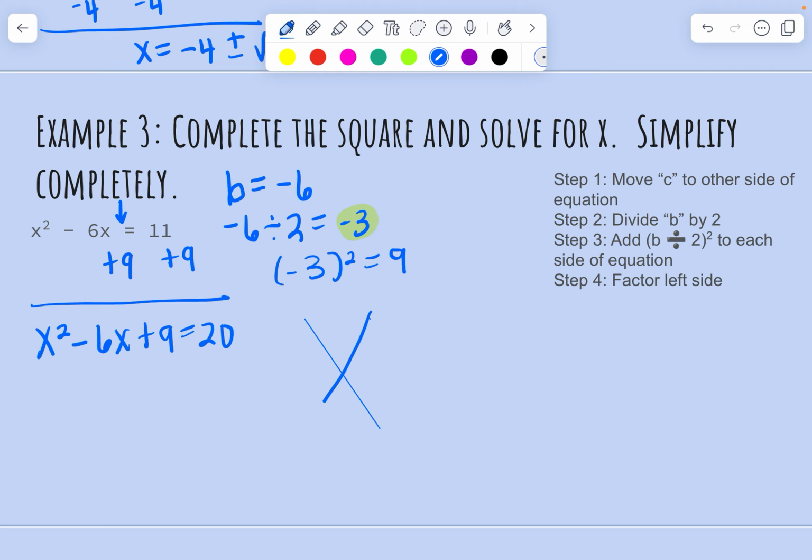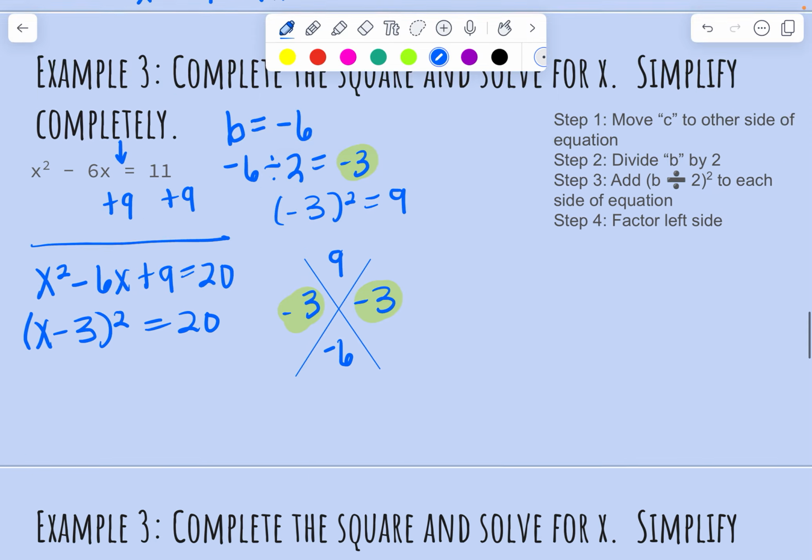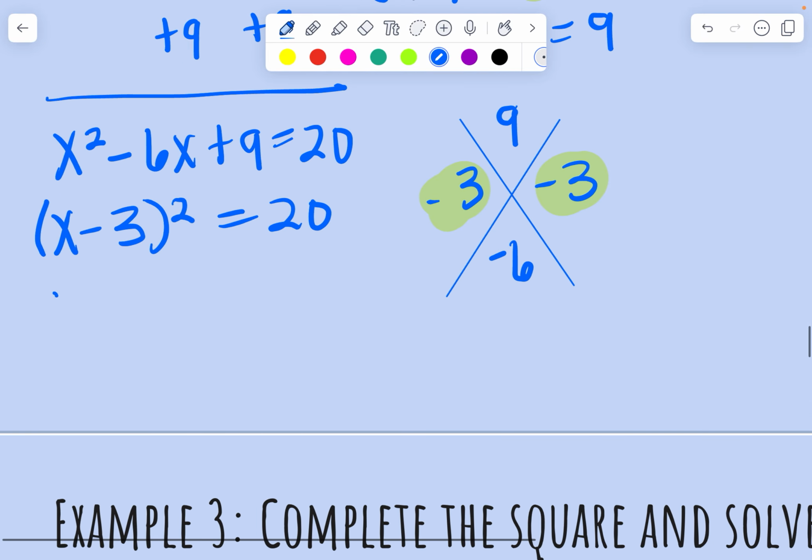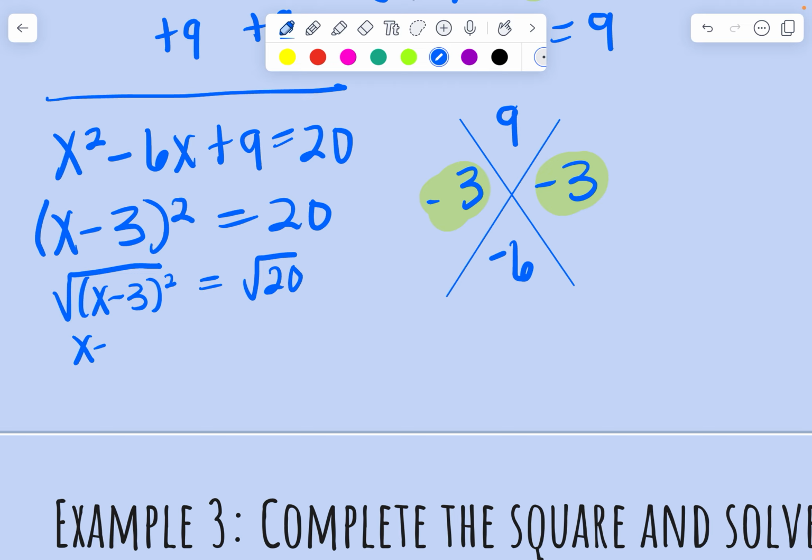So again, I'm looking for two numbers that are going to multiply to 9 and add to negative 6. I know those numbers have to both be negative, and they are negative 3. Again, our magic number. So x take away 3 squared equals 20. Continuing to simplify here, I square root both sides. We have x take away 3 equals plus and minus the square root of 20.